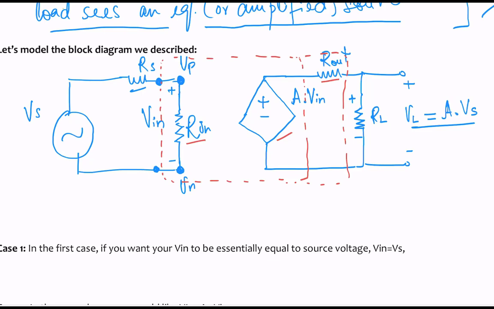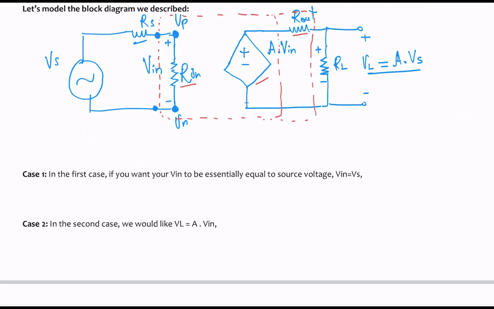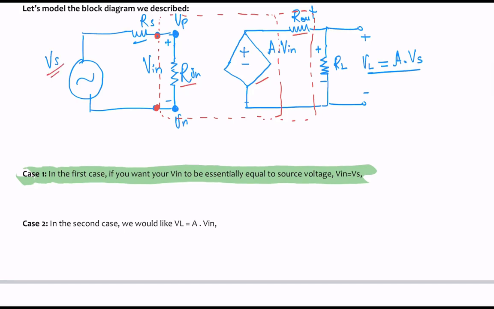Cool. Now we have two cases here. If you look at it again from the perspective of a load, source and amplifier, in the first case, you want your Vn to be essentially equal to the source voltage, which is Vs. In other words, we want our input voltage over here to be as close as possible to this Vs, which means the voltage drop across Rs needs to be extremely small, and it's going to be very small because the value of Rs is going to be in a few ohms.